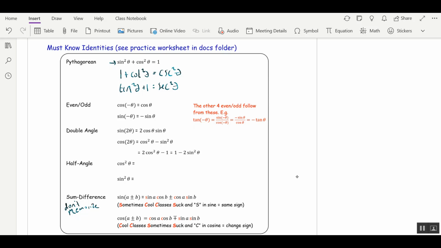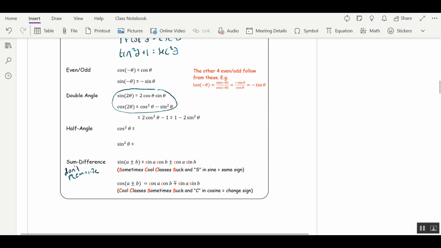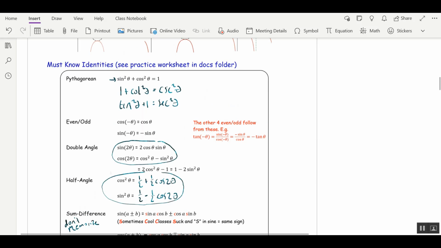All right, even odd, double angle. So the double angles that we use the most are these. And then the half angle we use a lot. For cosine squared, it's 1/2 plus 1/2 cos 2 theta. And then sine squared is the same, except there's a minus in there. And we use those quite a bit. And the Pythagorean ones we use quite a bit.